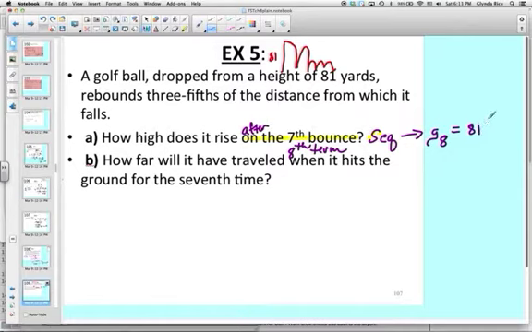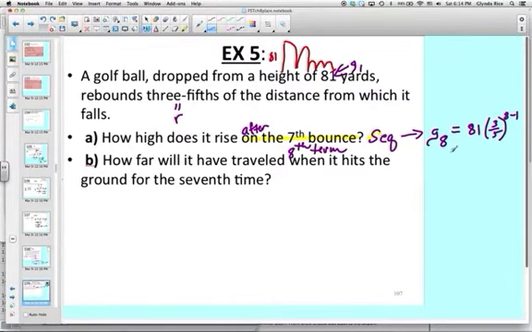81 yards times r, so 3/5 to the 8 minus 1 power. Hey, when you're doing series, we've been putting just the n up here. Remember, for sequence, it's n minus 1. Okay, I'm just going to type this in my calc. 81 times, parentheses, 3 divided by 5, close my parentheses, to the 7th power.